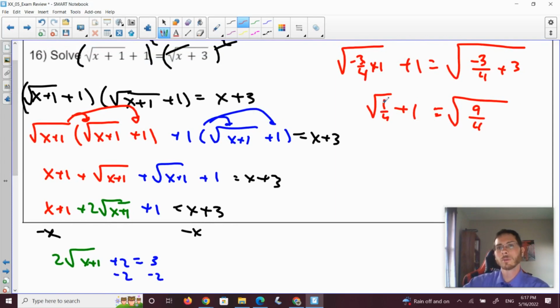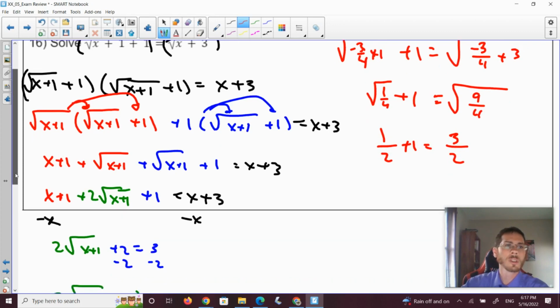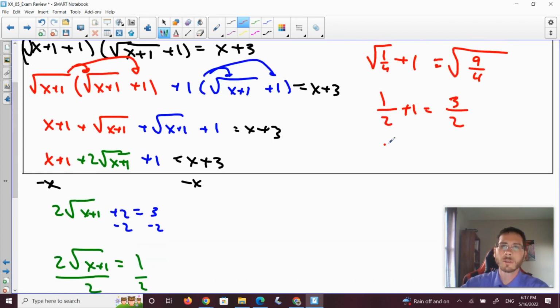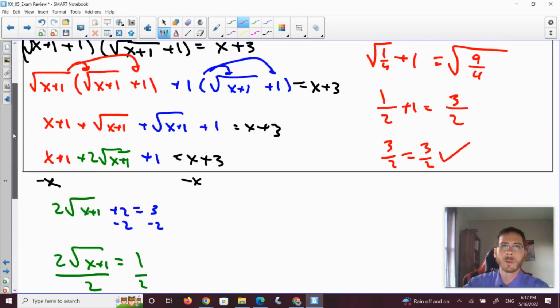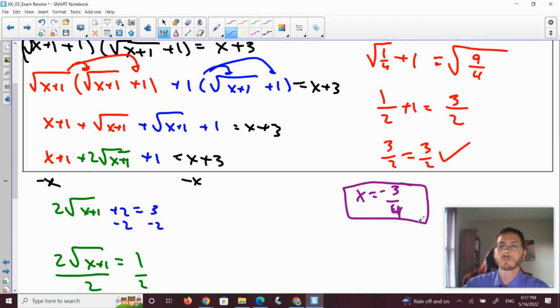I can actually take the square root of these, because the square root of 1 is 1, the square root of 4 is 2. Square root of 9 is 3, square root of 4 is 2. And 1/2 plus 1 is 3/2. So yeah, I'm going to keep my answer. My answer was negative 3/4. So x equals negative 3/4. That worked. All right, we're good.